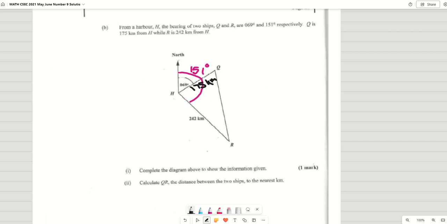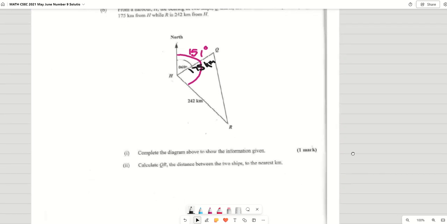I already showed you that. They said draw a diagram to show the information given. I already did it. This is what they gave you, right? So all the information that was given in the question is here. Now they said calculate QR, the distance between the two ships to the nearest kilometer.